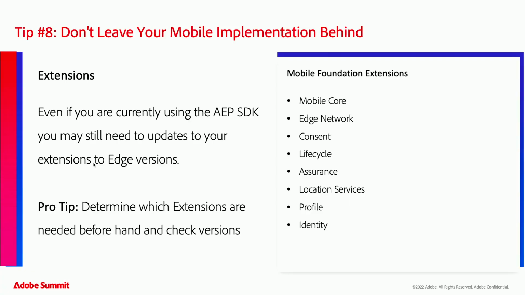These are kind of the foundational mobile extensions that you would probably see across the board even without any products. So you've got Edge Network, which is going to be new. You've got Lifecycle, you've got Assurance, which you should definitely be using. We'll talk about that more. Profile, and then you have Identity.